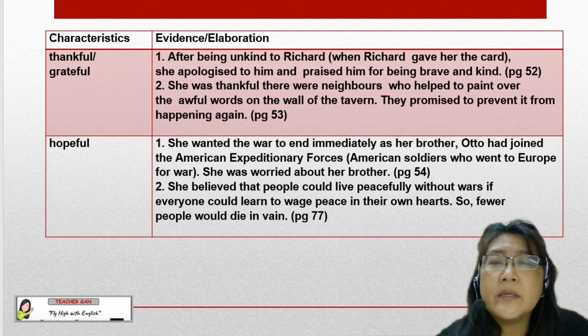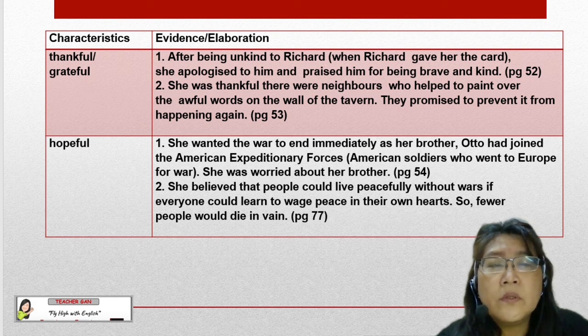Now let's look at the characteristics for Hannah. She is thankful or grateful. Evidence: 1. After being unkind to Richard when Richard gave her the card, she apologized to him and praised him for being brave and kind. 2. She was thankful there were neighbors who helped to paint over the awful words on the wall of the tavern. They promised to prevent it from happening again.